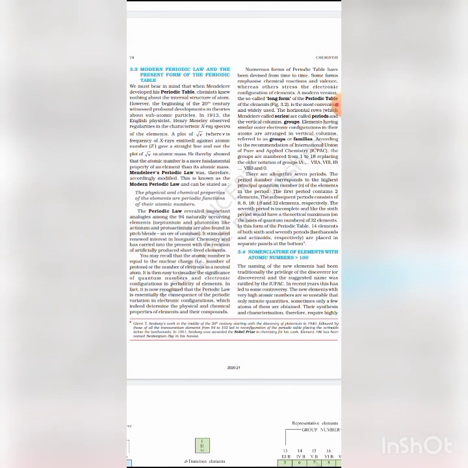Okay, and all the elements of group 18 have 8 valence electrons except helium, which has only 2 valence electrons. The valence shells of the atoms of group 18 elements are already completed and filled with electrons, and these elements have no tendency to lose or gain electrons. Thus, the elements of group 18 have zero valency, or they are zero valent. Okay, students.